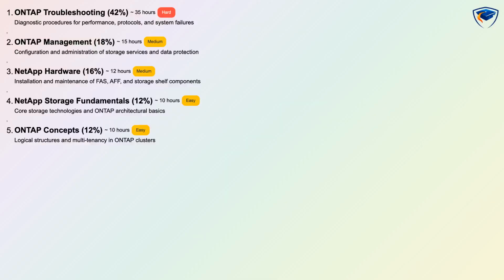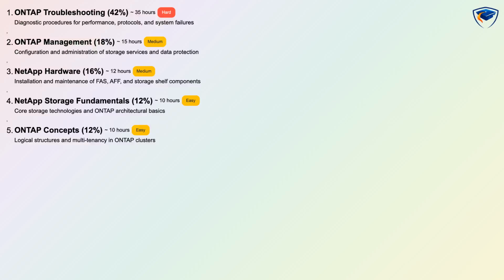Overview of the exam and domain weights. ONTAP troubleshooting carries 42%. ONTAP management is 18%. NetApp hardware is 16%. NetApp storage fundamentals is 12%. And ONTAP concepts is 12%. Together these domains cover diagnostic procedures, administration, hardware knowledge, storage fundamentals, and logical ONTAP structures.